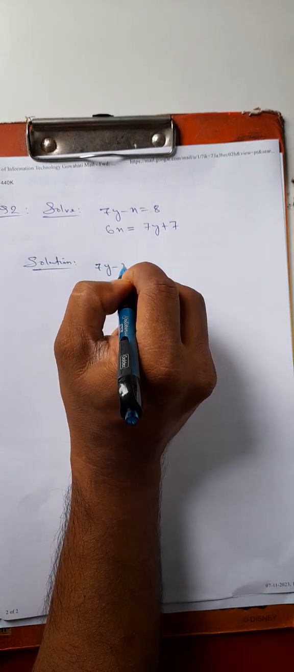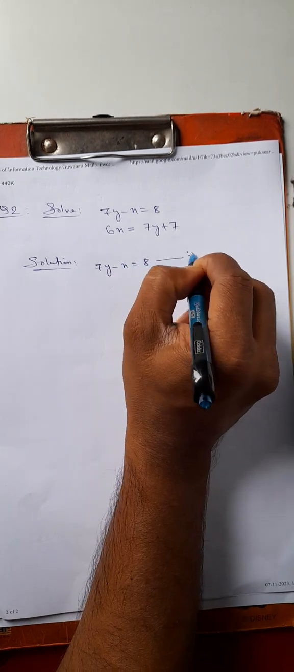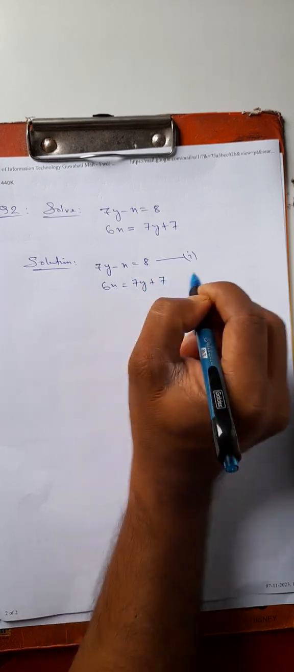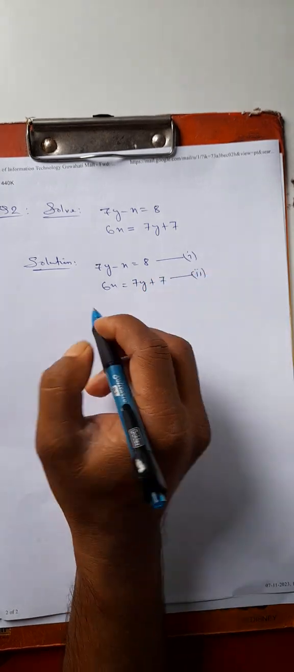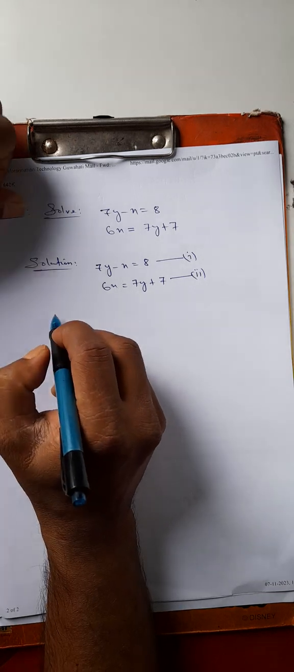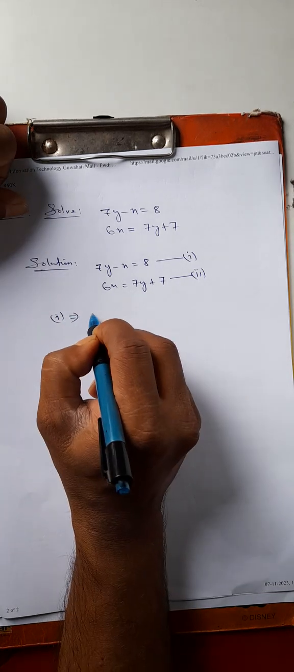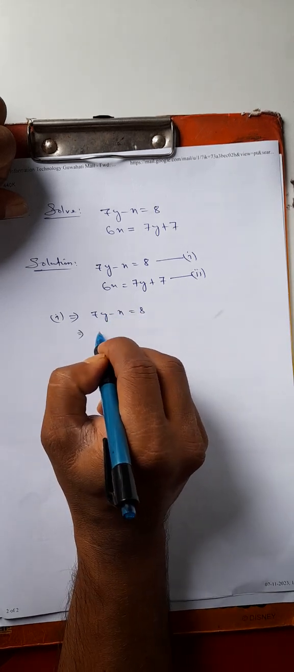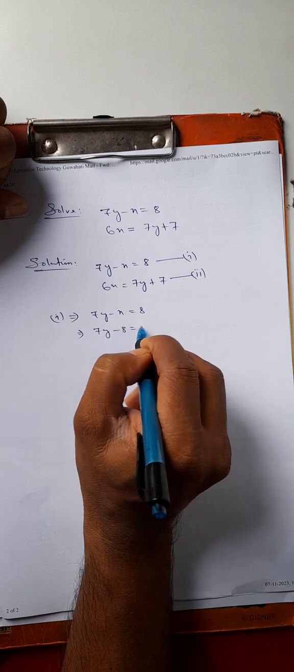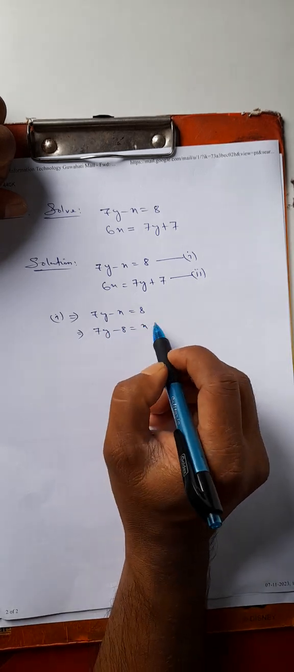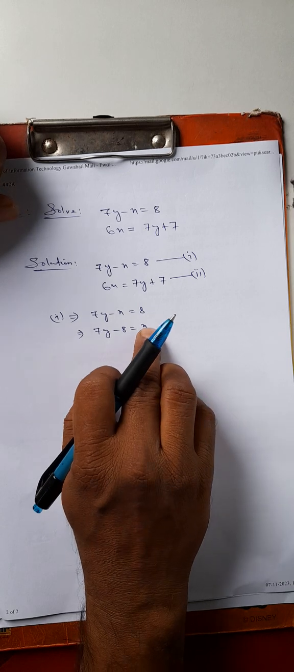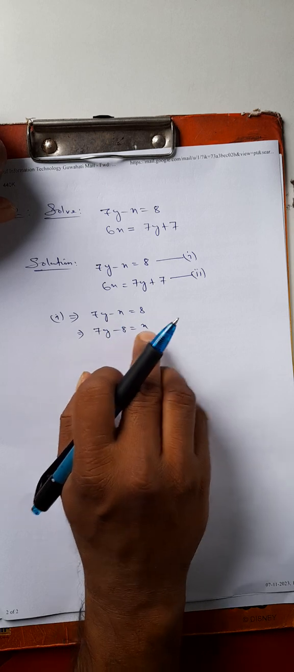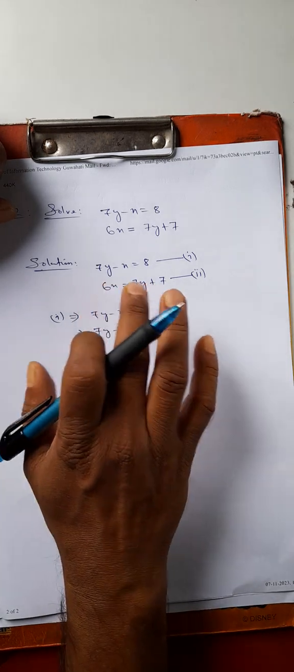First equation is 7y minus x equal to 8. This is equation 1. 6x equal to 7y plus 7. This is equation 2. Right? Now equation 1 implies that 7y minus x equal to 8, or this implies that 7y minus 8 equal to x. Right? Now you find x in terms of y. You are expressing x in terms of y. We will substitute this value of x in the next equation.